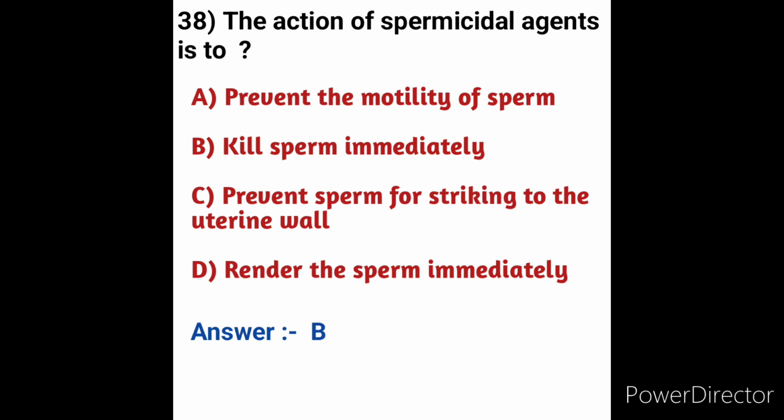Vaginal spermicides are a type of contraceptive. This is one of the types of contraceptive method. These products are inserted into the vagina before any sexual intercourse begins. They work by damaging and killing sperm in the vagina. Spermicides are available as ointments, suppositories, and also tablets. Here the action of a spermicidal agent is to kill sperm immediately. Next, move on to question number 39.